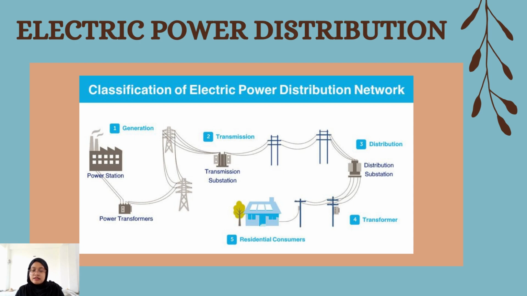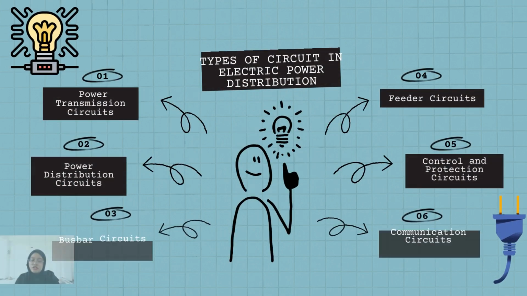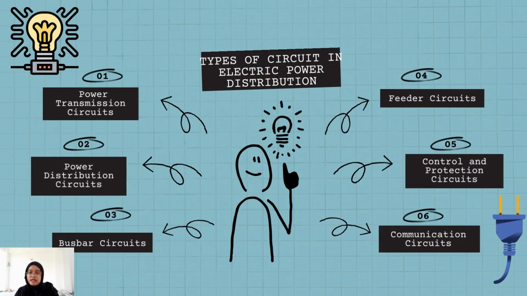So these are the classifications of the electric power distribution network: the first is generation, the second is transmission, the third is distribution, then transformer, and the last one is the residential consumers. Next, we continue with the slide which contains the types of circuit in electric power distribution.